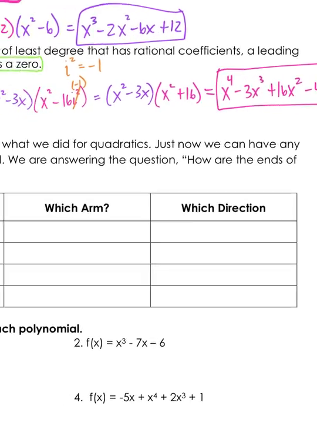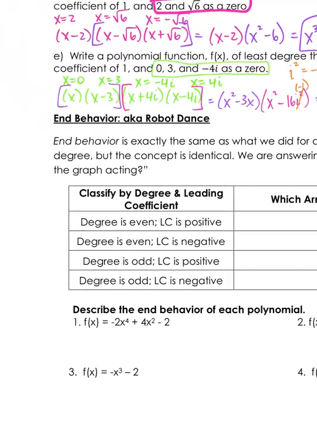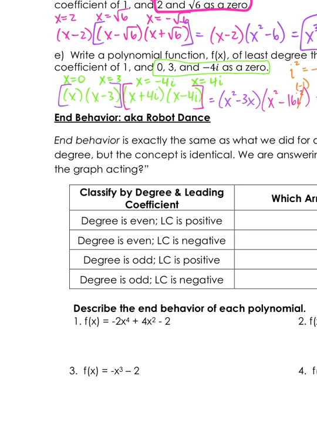All right, so now we're going to move to something else. We're going to move to end behavior. I like to call this the robot dance. So with end behavior, we've talked about this with quadratics in Algebra 1, and we talked about this a little bit with exponentials in Algebra 1 as well. And then obviously with linear functions, we've talked about that as well. We're going to do the same thing, and we are going to be able to figure out which way the end behavior is moving based on the degree and the leading coefficient.